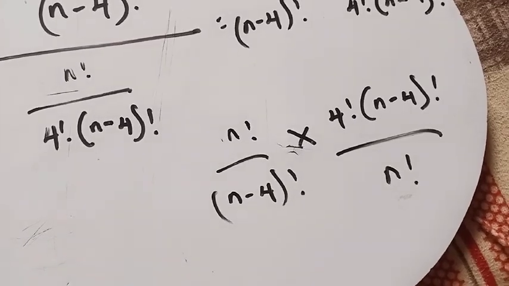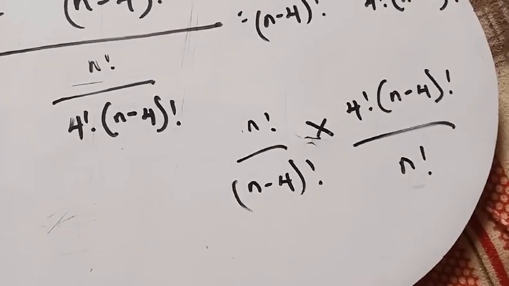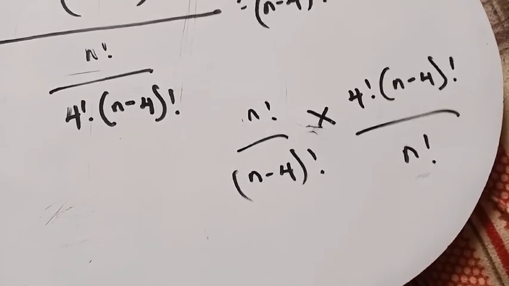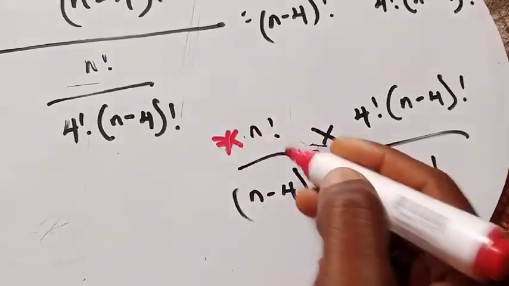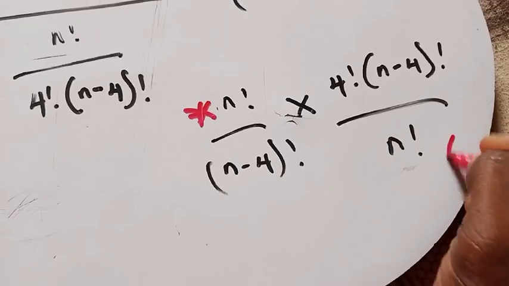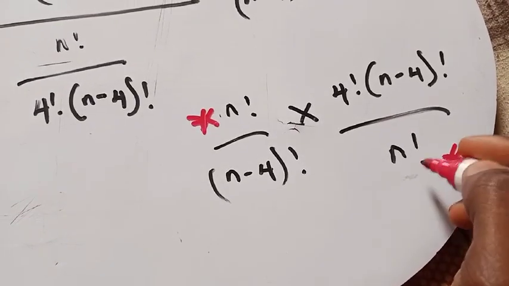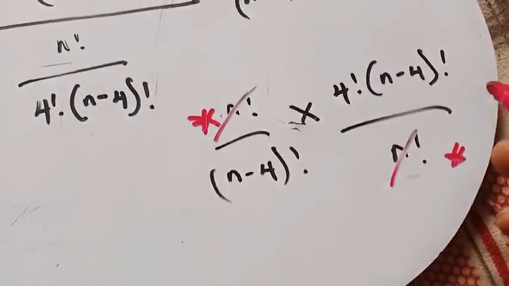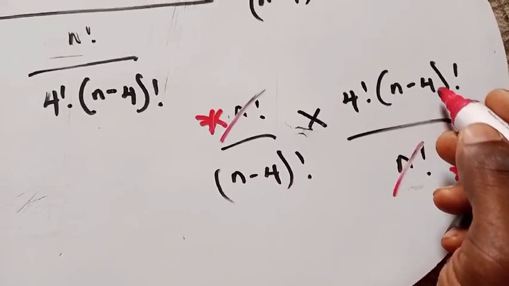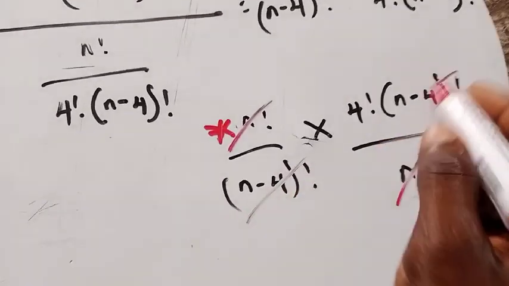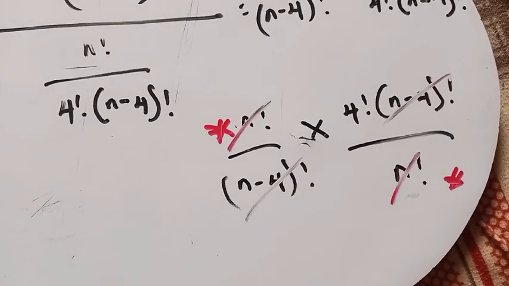What are we going to do here? You can see the same n factorial here and down here, meaning they are going to cancel out. This one cancels this out. And what about this part? You have the n minus 4 factorial here, and we can also see the n minus 4 factorial, so this one and this one also cancel out.